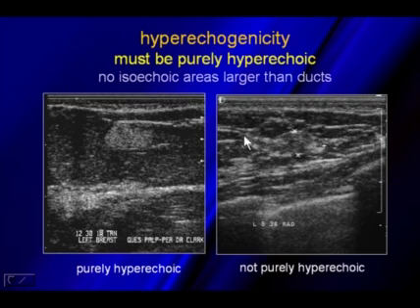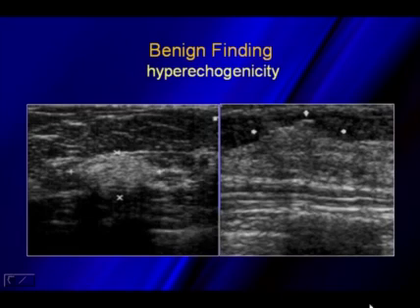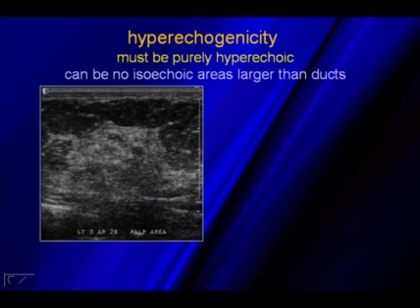Now looking at this lesion here, this is not purely hyperechoic. There is a small lesion in the center of it that is isoechoic, so we would not classify that as being purely hyperechoic tissue. Here's another finding. This is one we would consider to be purely hyperechoic, and this is a patient that had just a palpable ridge of normal fibroglandular tissue. We would not be concerned with that.